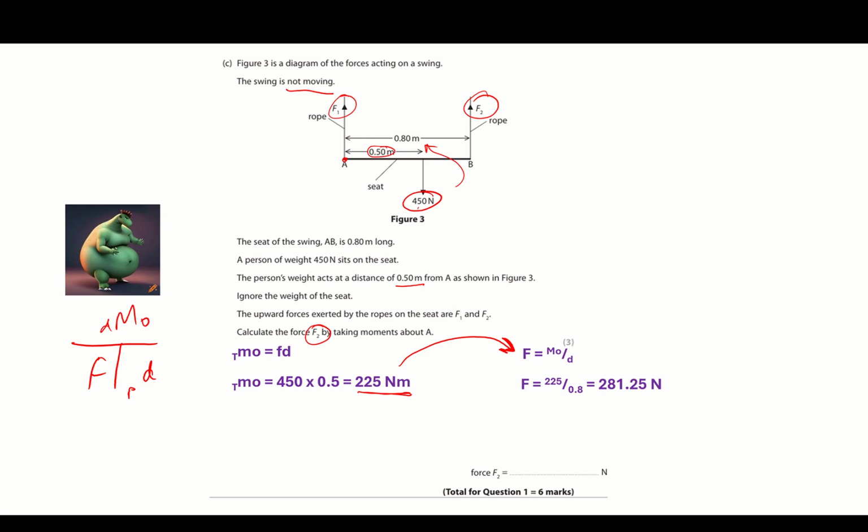And these always follow the same principle. Find the 2 bits of information relating to each other, calculate your turning moment, and then divide that by the other force or distance that you have.